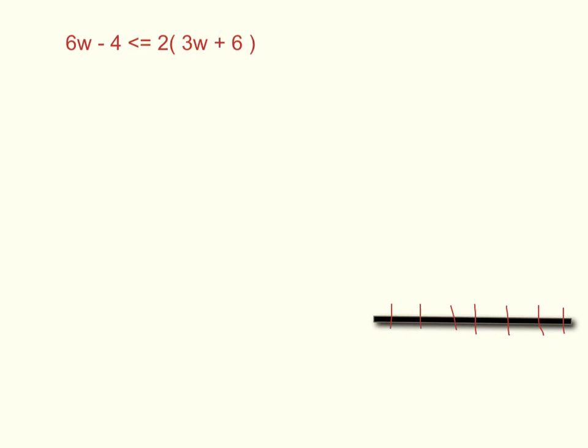So we start out with 6w minus 4 is less than or equal to 2 parenthesis 3w plus 6 end parenthesis. So first off, we do the distributive property again. So 2 times 3w is 6w plus 2 times 6 is 12. So we have 6w minus 4 is less than or equal to 6w plus 12.